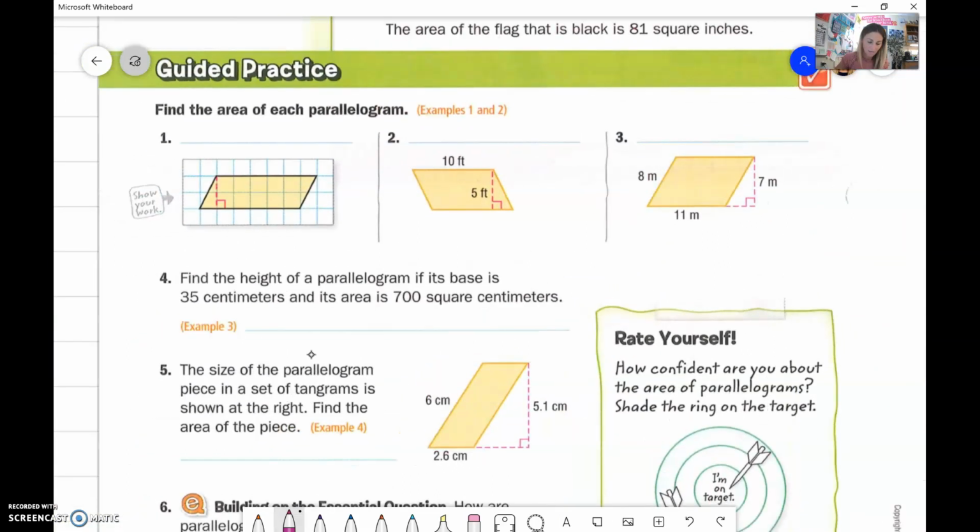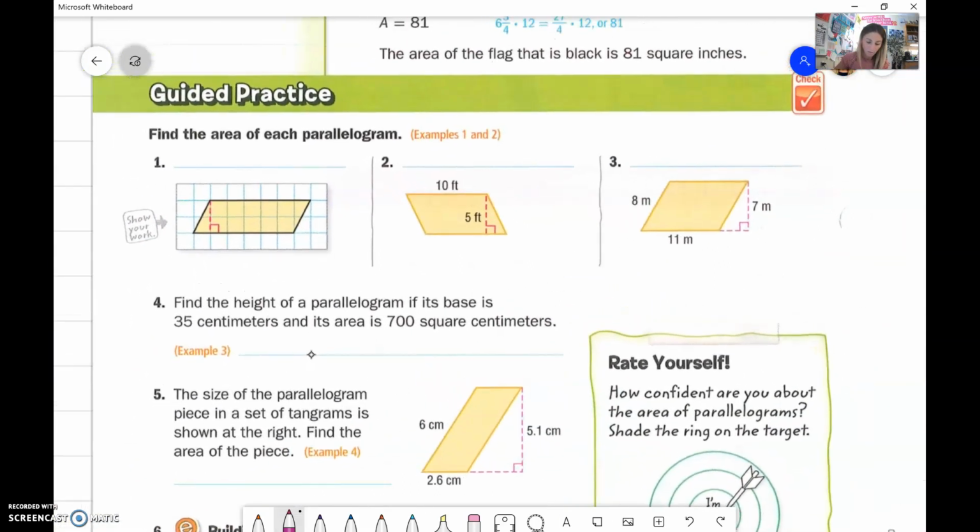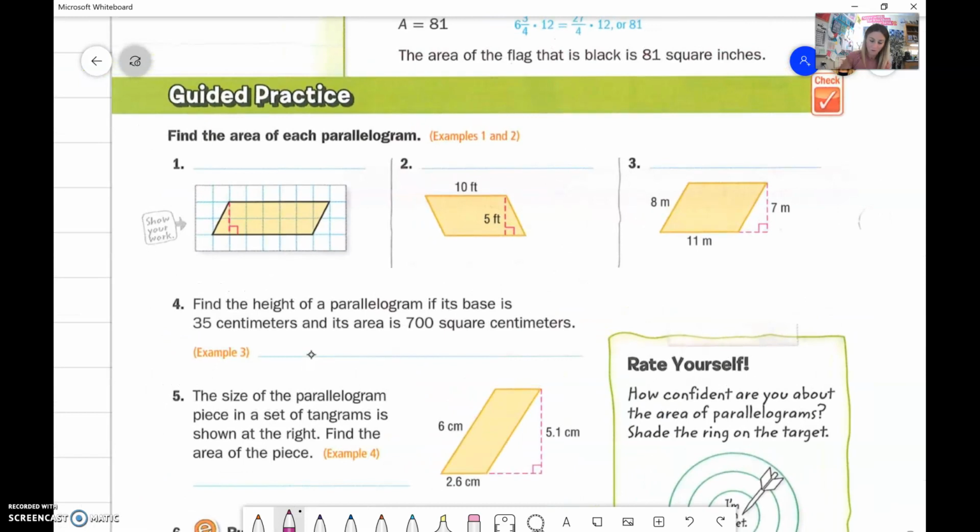Again, not a lot of room to work, so you're going to want to maybe work along the side. I'm going to work over here. So I'm going to do area equals base times height because we have to find the area of each parallelogram. So let's do the base. 1, 2, 3, 4, 5, 6. So A equals, my base is 6, times my height, which is 1, 2.